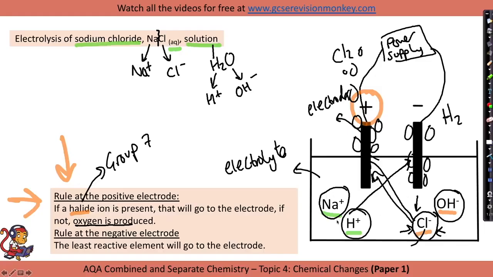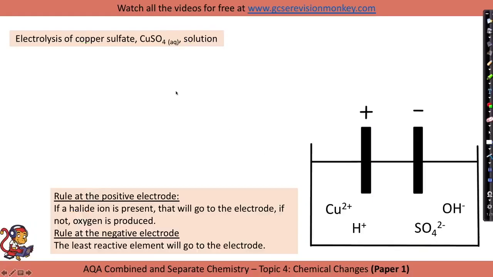And the sodium will stay in solution, and that will react with the hydroxide that's left over and make sodium hydroxide. Okay, so the products we've got are hydrogen coming off at the negative electrode, chlorine coming off at the positive electrode, and sodium hydroxide just remains in the solution. We're going to look at a second example now, but we're going to apply exactly the same rules. This is the electrolysis of copper sulfate solution.